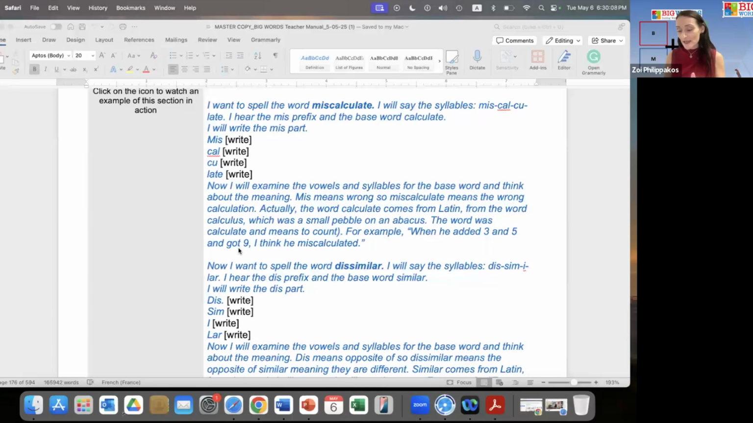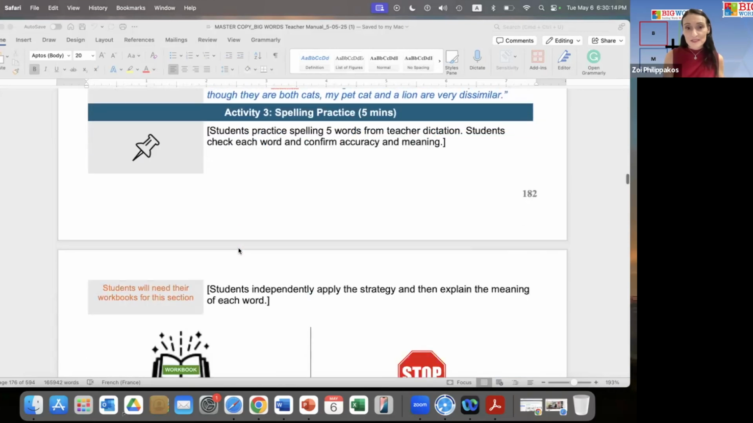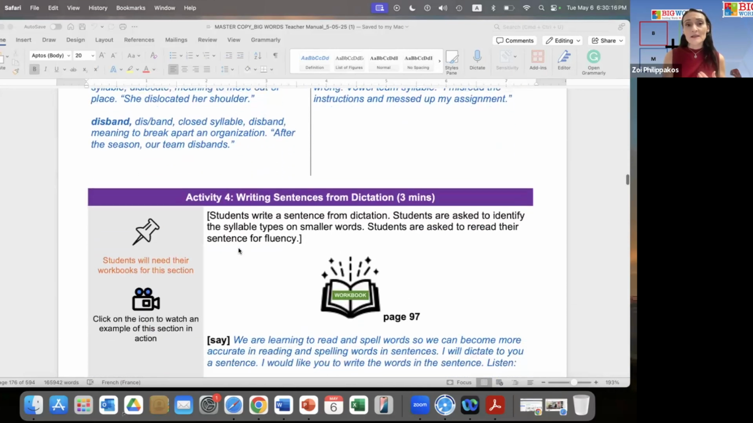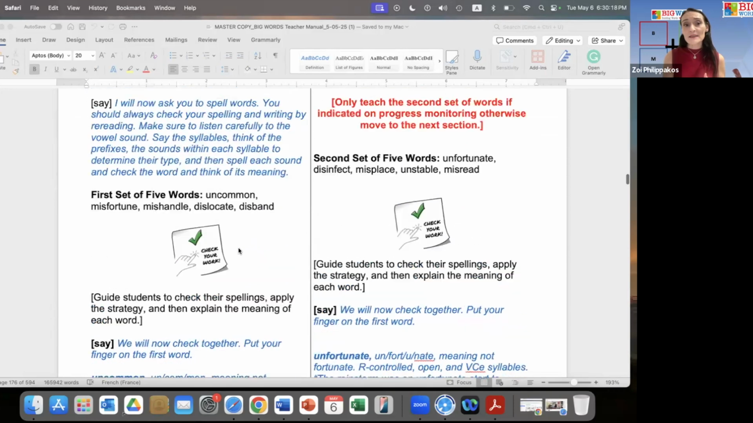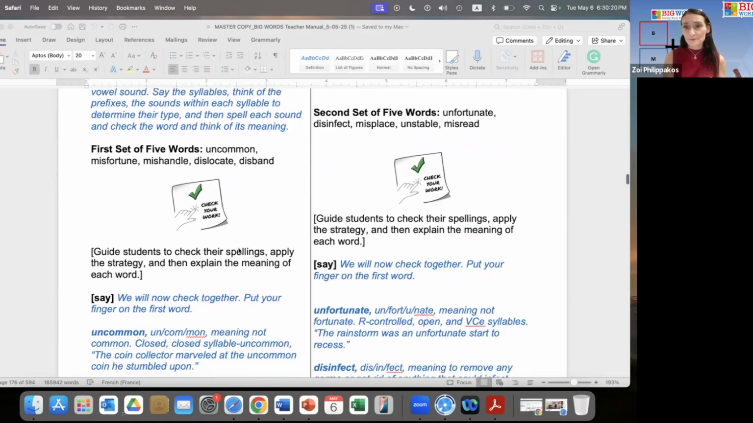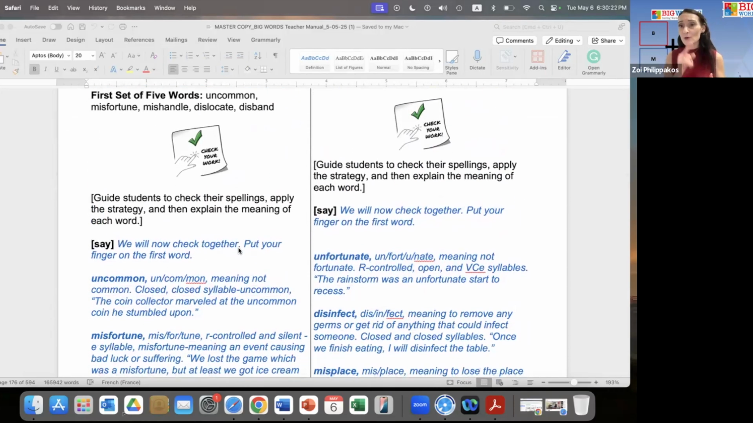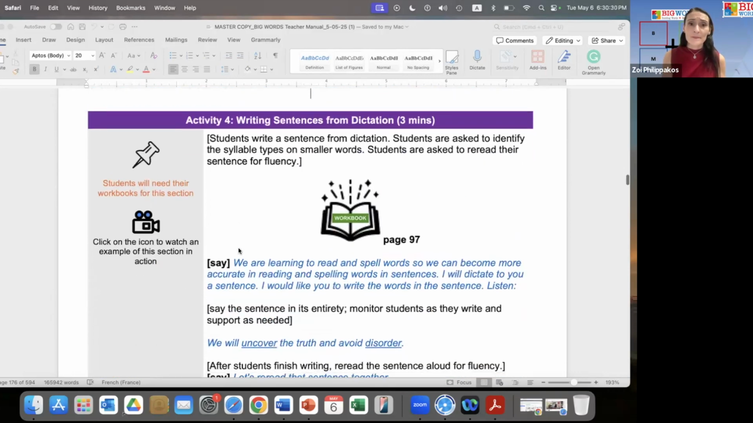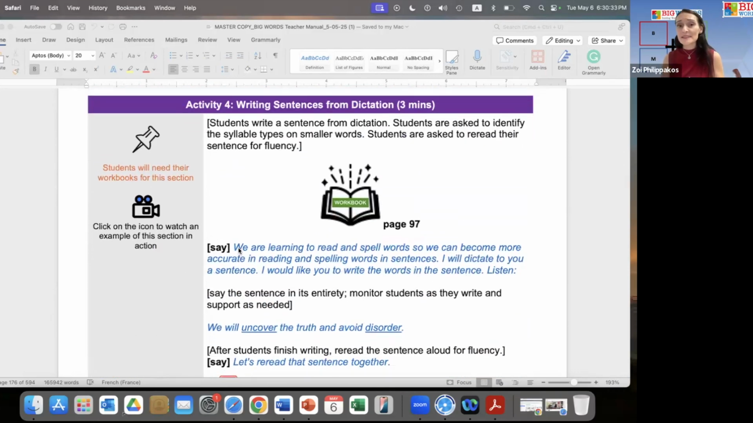The strategy again is written up and it's applied for you to follow it. After this task, the students will write the words, they will spell the words, and then they will check together. The teacher will write the word, the students will have the finger on the first word, and the teacher will write the word and explain the way that it was spelled. After this task, they will work on sentences.